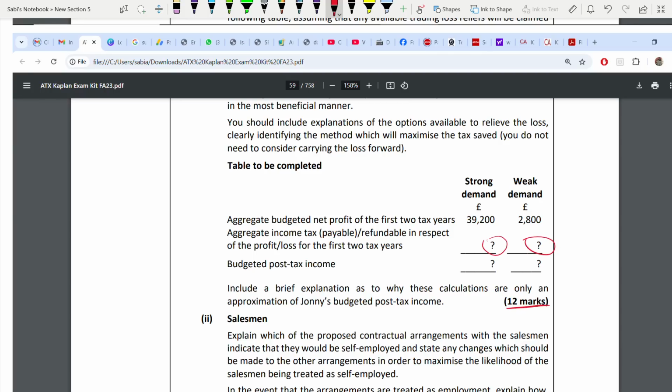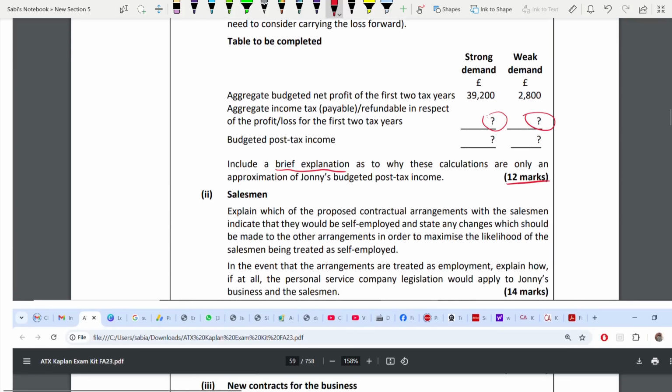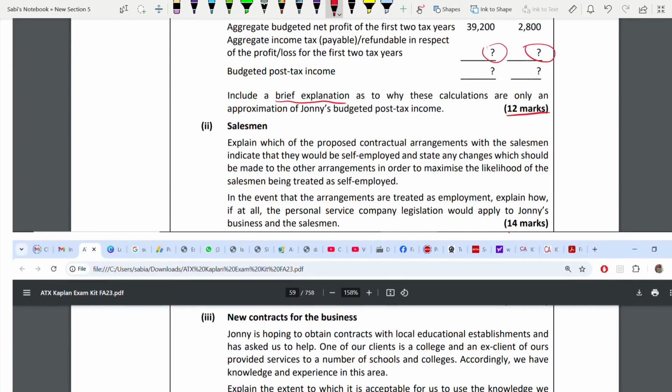What are you supposed to do? Not only calculation, include a brief explanation also of why these calculations are only an approximation of their budgeted post-tax income. Next is for 14 marks, even higher. This is about some agreement. You have to explain, in the event all the arrangements are treated as employment, how the personal service company legislation would apply to Johnny's business and the salesman.